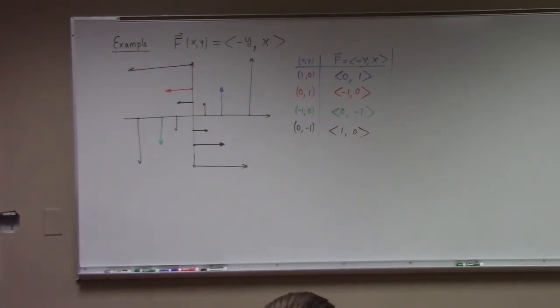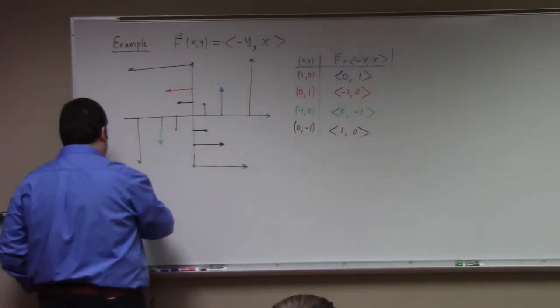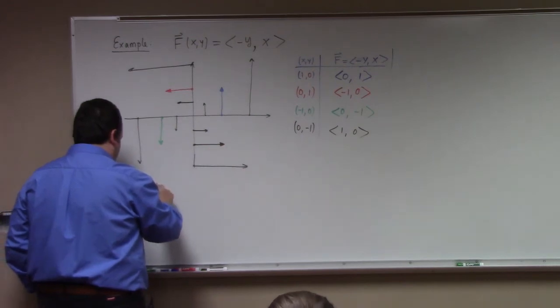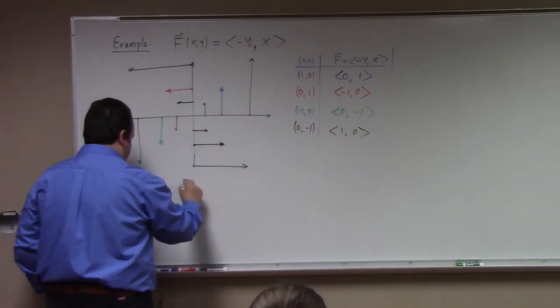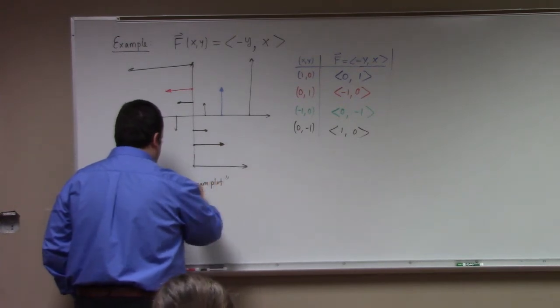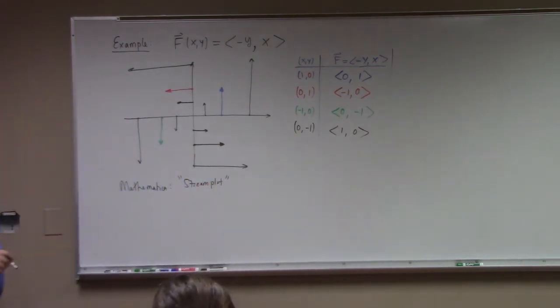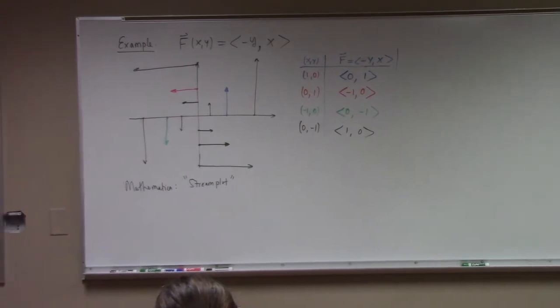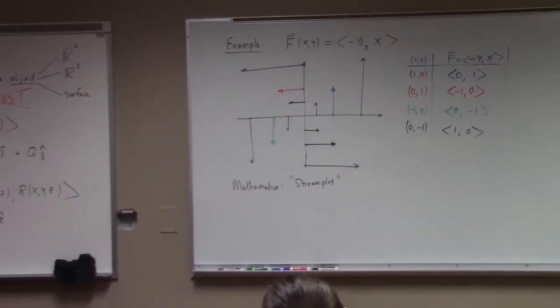The other thing is that Mathematica has something called stream plot or streamline plot, I forget, something like that. And what it does is it doesn't plot the vector field directly, it plots what are called integral curves to the vector field. What's an integral curve to the vector field?